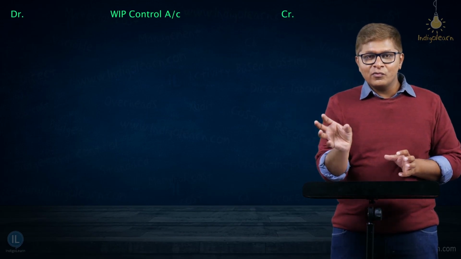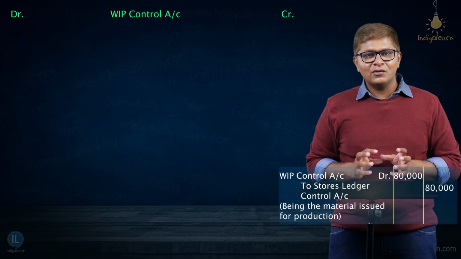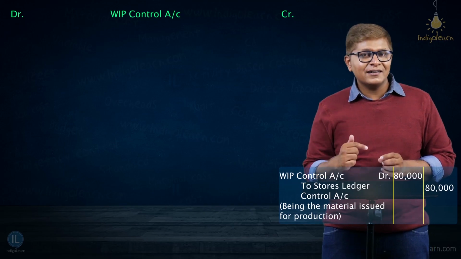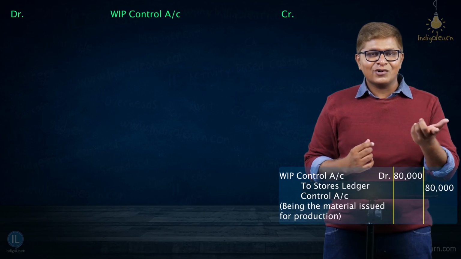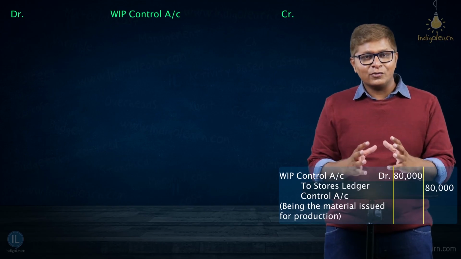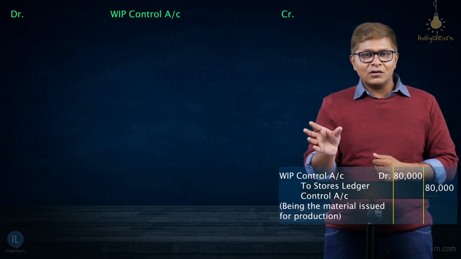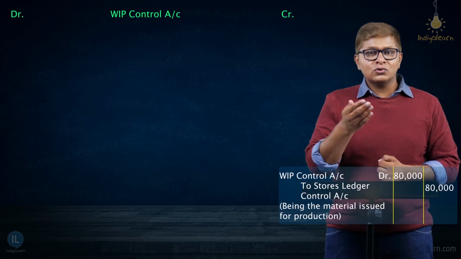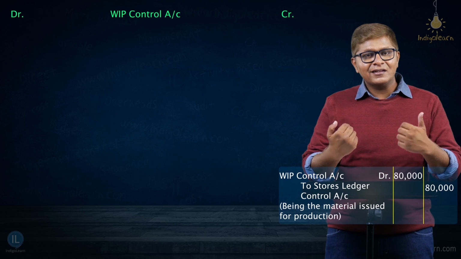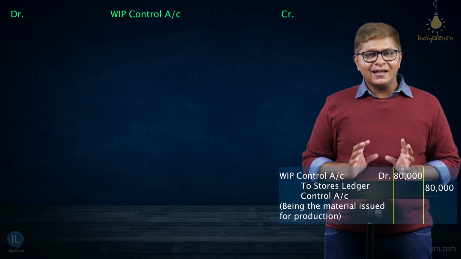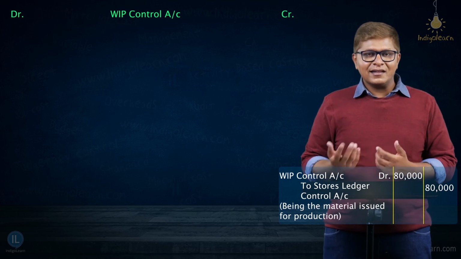Since the goods are moving out from the stores ledger control account, are we going to debit it or credit it? We are going to credit it. Debit what comes in, credit what goes out. So our entry is going to be WIP control account debit 80,000 to stores ledger control account 80,000 being the material issued for production. Let's quickly post this entries in our ledger accounts.